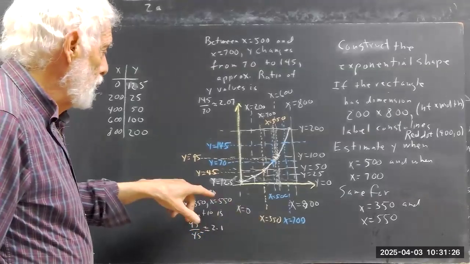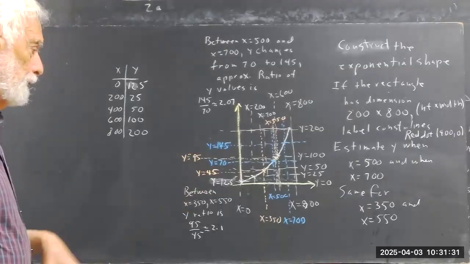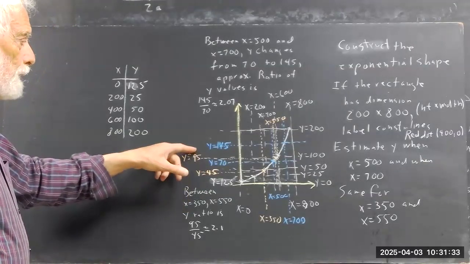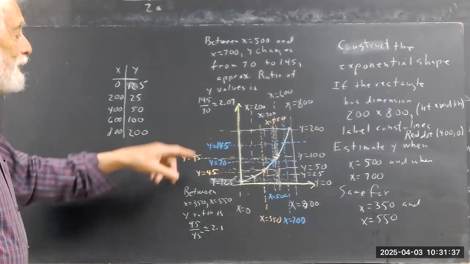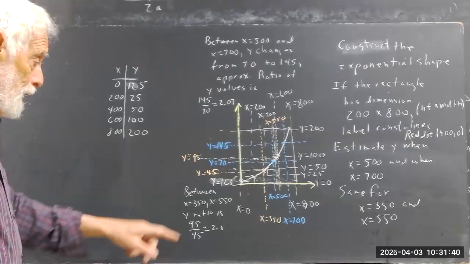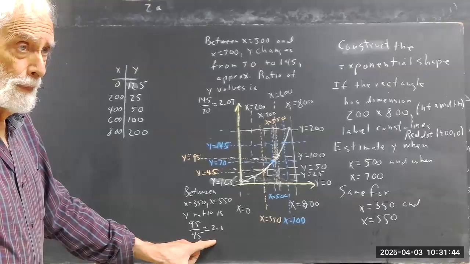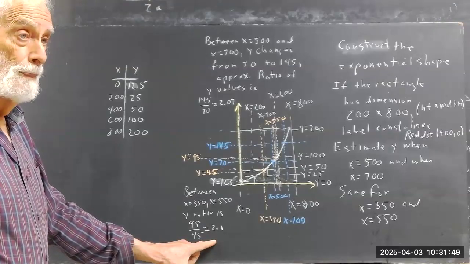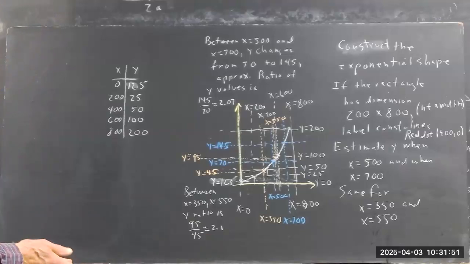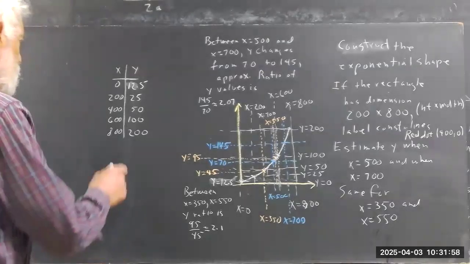Then between x equals 350 and 550, y goes from 45 to 95. Well, if it's 45 to 90, or 47 and a half to 95, it would be exactly double. If I do the ratio, I find the ratio is just a little more than 2. Some people in the class found ratios around 1.8 or 1.9. Oh, the big deal, and this is a big deal, which is why we spent a fair amount of time on it.